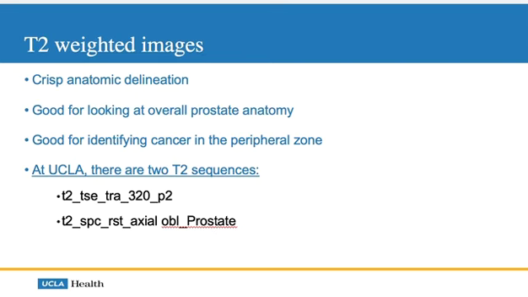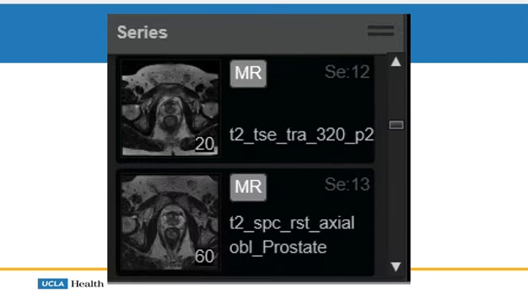Those are the two T2 sequences that you want to look at when you're looking at prostate MRI at UCLA. Here's an example of what they will look like in the sequence navigator in our PACS system on the left. So this is the one that ends with 320 here, and this is the one that ends with OBL underscore prostate. Those are the two T2 sequences that are of interest in prostate MR at UCLA. That's what the names look like.